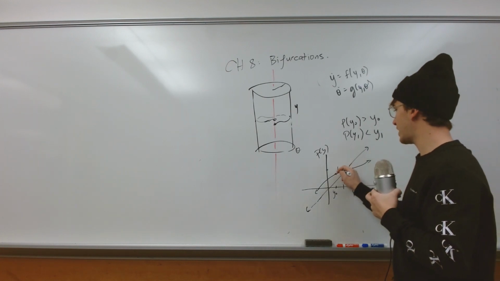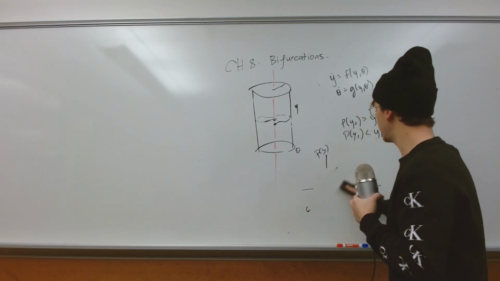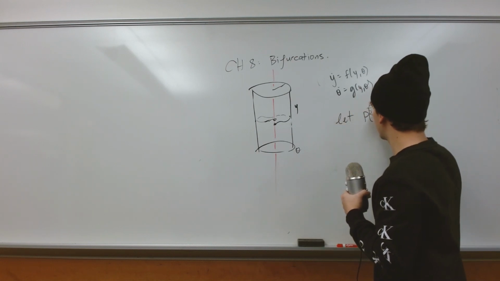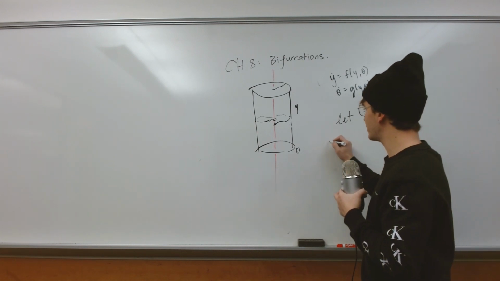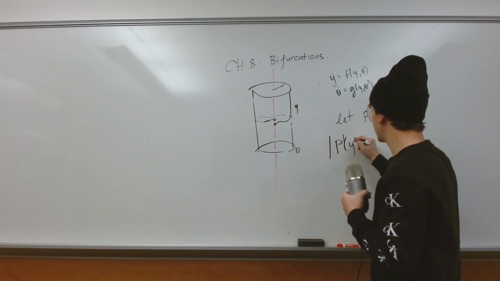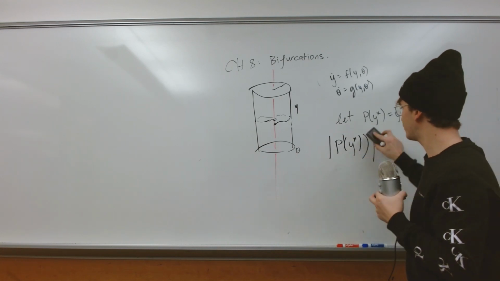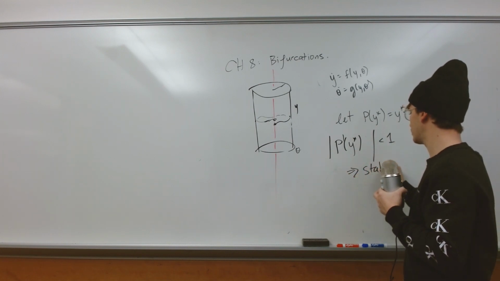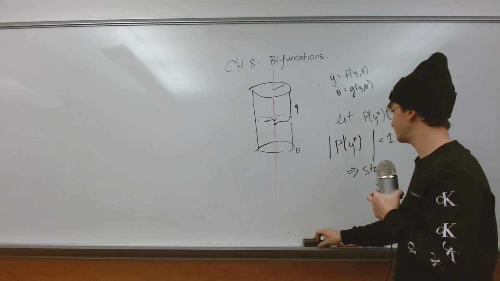So the stability is actually governed by the slope of P of y, okay? So specifically, at the fixed point, let P of y star equal y star. So this is like a fixed point of the Poincare map. Then we just look at the absolute value of P prime of y star, okay? So take the derivative of the Poincare map with respect to y. If this magnitude is less than 1, then we have a stable orbit, okay? And if the magnitude is greater than 1, we have an unstable orbit, okay?